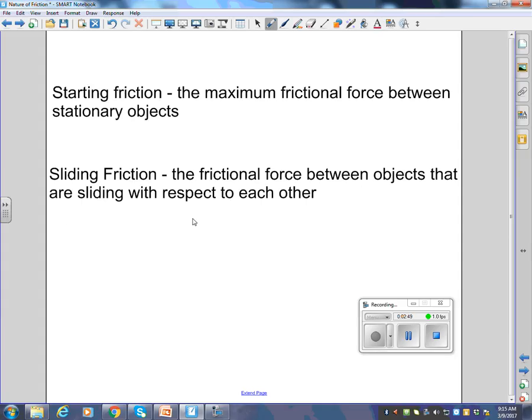Rolling friction is a bit more complicated. For now, just assume everything is sliding, even if it's rolling. I was at a workshop once and they talked about how rolling friction actually is a type of stationary friction because the wheel is at rest for that moment, and then as it turns, the next portion of the wheel is at rest. So a little more complicated. So, starting friction and sliding friction. Other words for them are static, and this one would be kinetic. So kinetic friction or static friction.